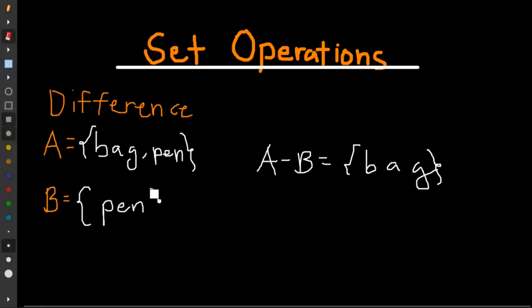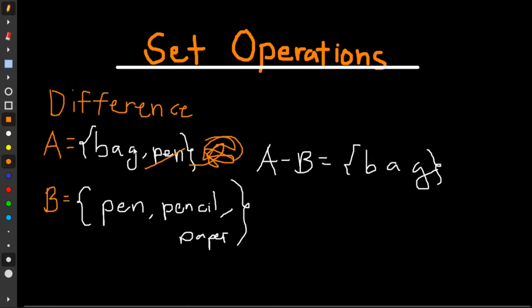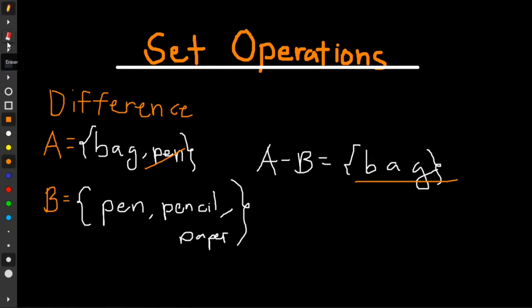Now what if the elements in B contain other elements such as pencil and paper? Would the outcome of A minus B change? The answer is no, because the common element is still pen. So the only thing that we remove here is pen. We can't remove pencil or paper since A does not have them. So the outcome is still the set that contains bag.